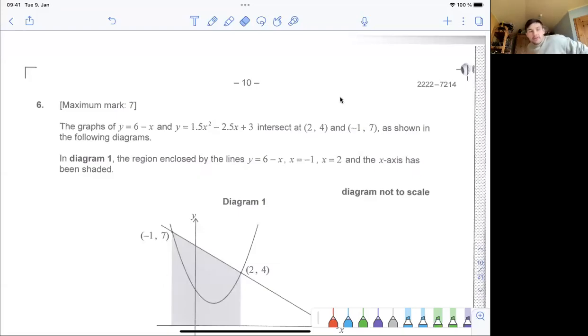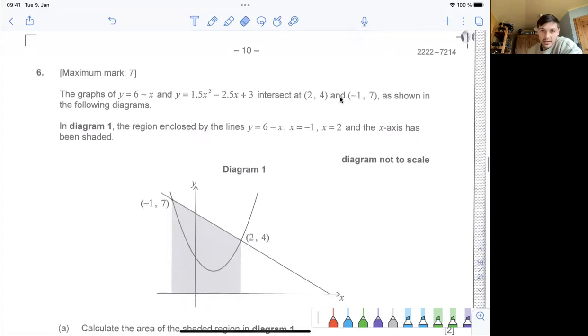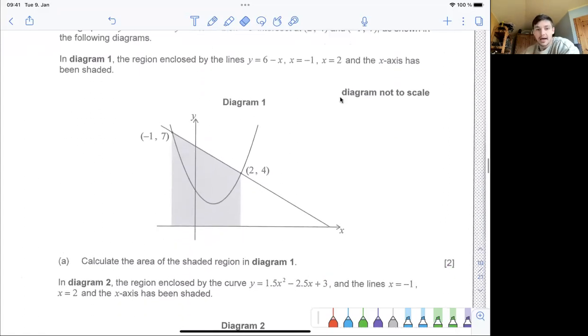Question 6. The graphs of y equals 6 minus x and y equals 1.5x squared minus 2.5x plus 3 intersect at (2, 4) and (negative 1, 7), as shown in the following diagrams. In diagram 1, the region enclosed by the lines y equals 6 minus x, x equals negative 1, and x equals 2, and the x-axis has been shaded. All right, cool. Part A asks us to calculate the area of the shaded region.